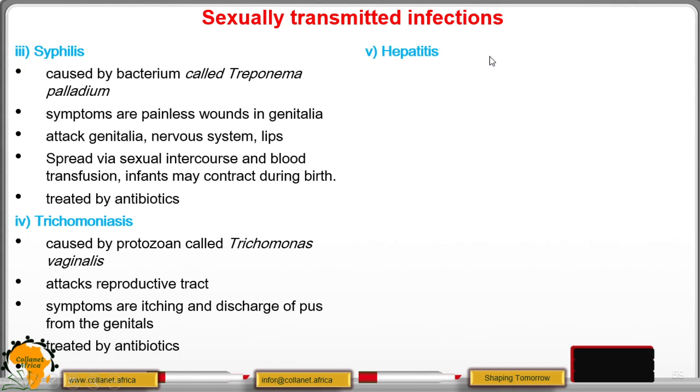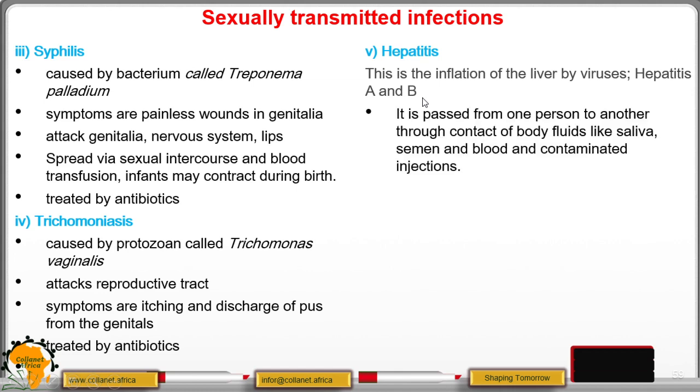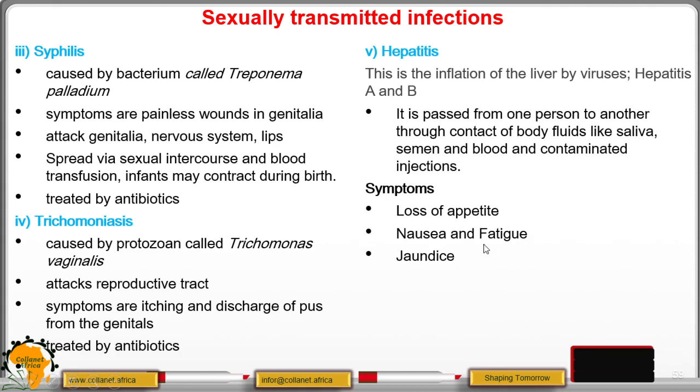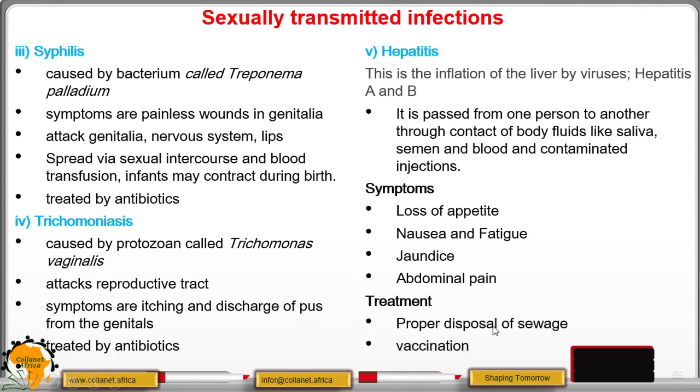We have hepatitis as the other STI, and here is the inflammation or swelling of the liver by viruses, hepatitis type A and B, passed from one person to another through contact of body fluids like saliva, semen, and blood, and contaminated injections. The symptoms include loss of appetite, nausea, fatigue, jaundice, that is the yellowing of the skin and the eyes, abdominal pain, among others. How is it treated? Proper disposal of sewage and vaccination.